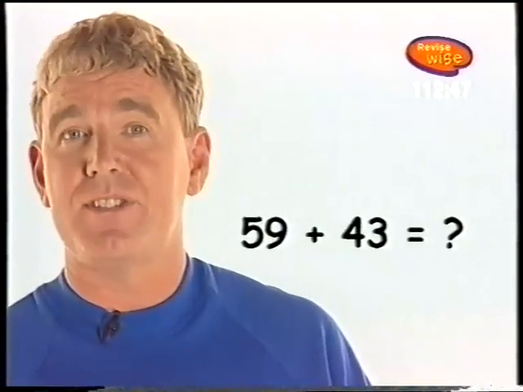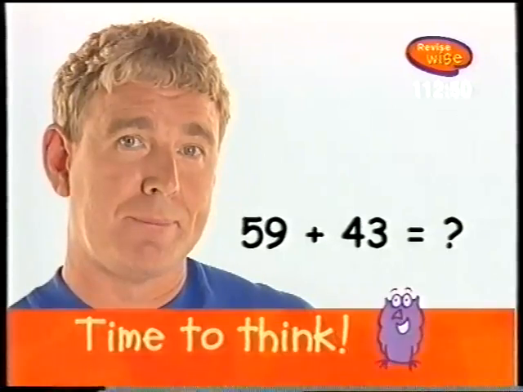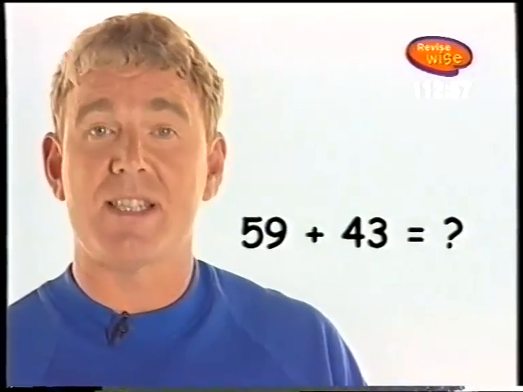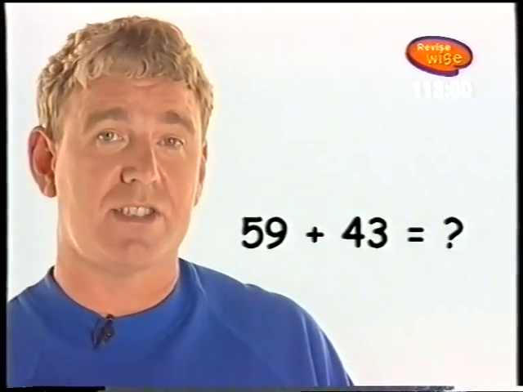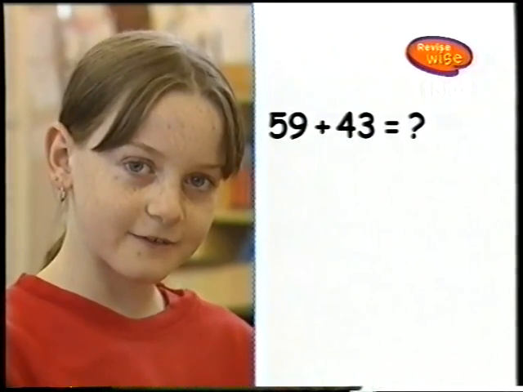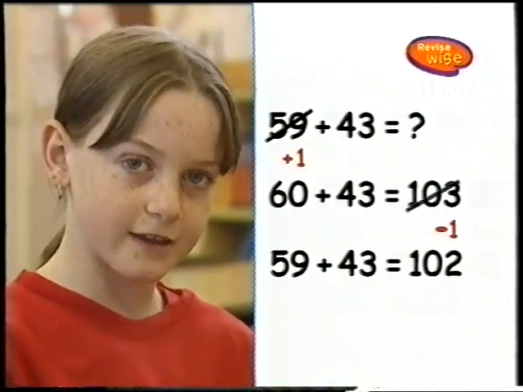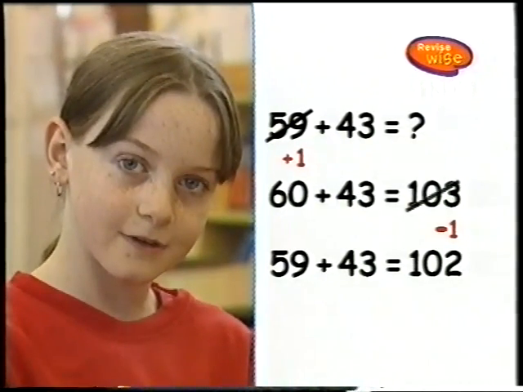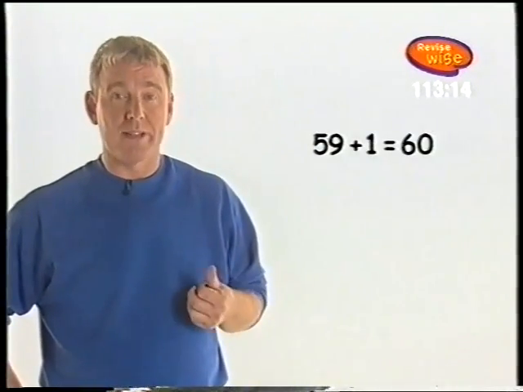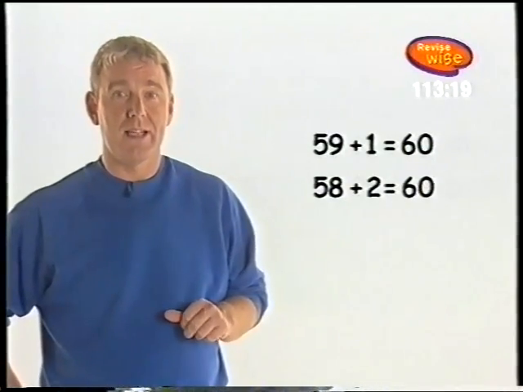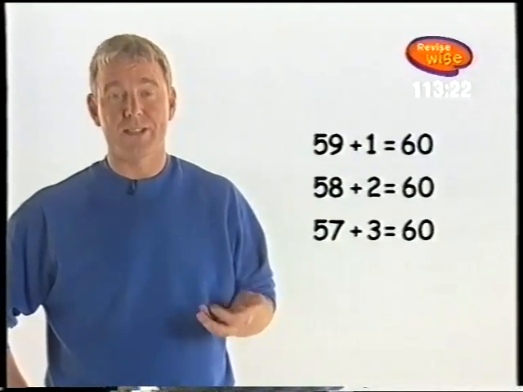Let's look at 59 plus 43. See how the maths team changed this sum into something easier on the way to getting the right answer. To find the answer to 59 plus 43, I'd turn the 59 to a 60, then at the end take away 1, and the answer would be 102. With any number ending in 9, you can add 1 to make the sum easier. With a number ending in 8, add 2 to make the sum easier. And with a number ending in 7, add 3 to make the sum easier.